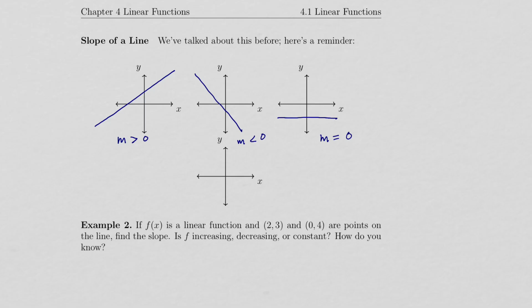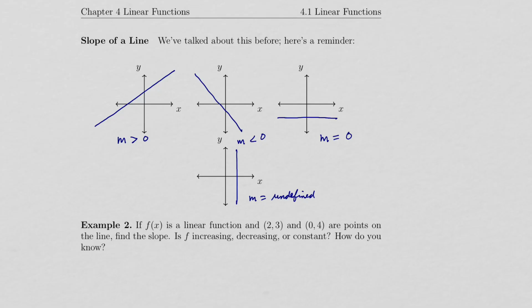The last possibility is it could be straight up and down, a vertical line. In that case, the slope is undefined. Remember, the slope doesn't exist in that case, basically because if you try to calculate it, you're dividing by 0. Some people will say it's infinitely steep, the slope is infinite, but the best answer is it's undefined. Okay, so those are the 4 possibilities. Slope could be positive, negative, 0, or undefined.